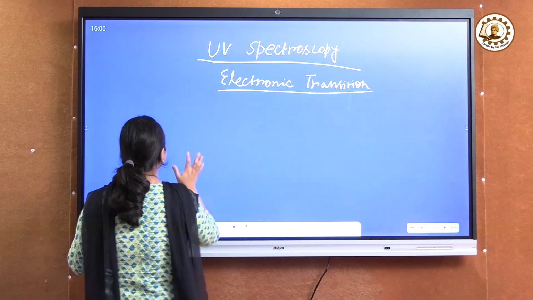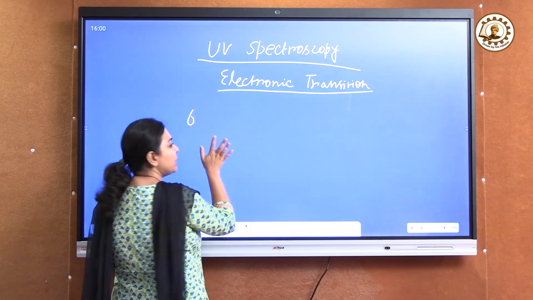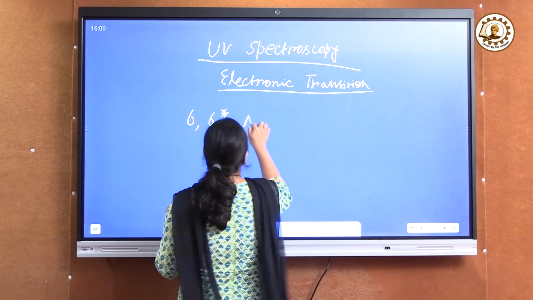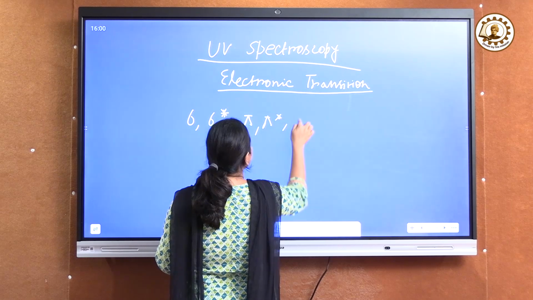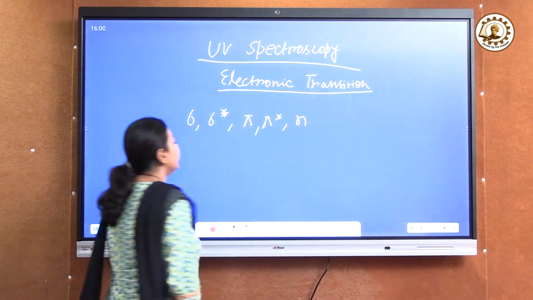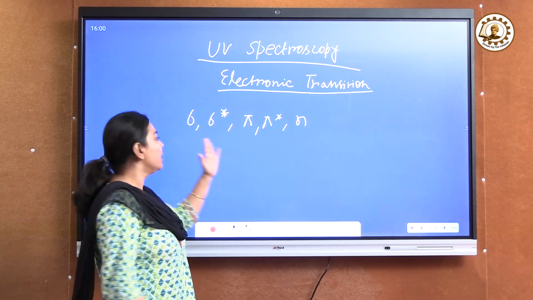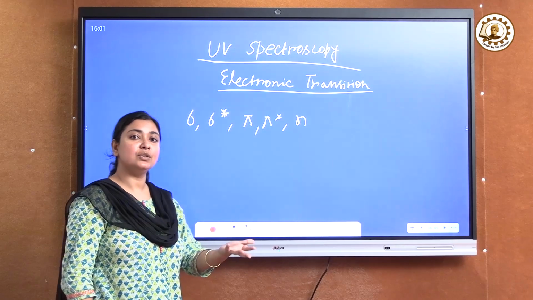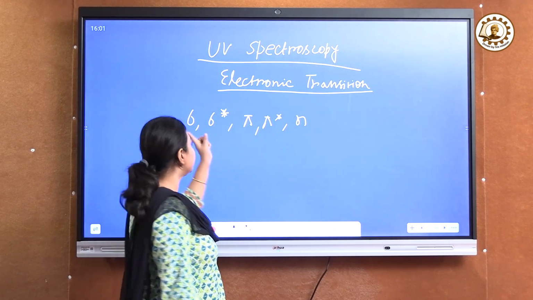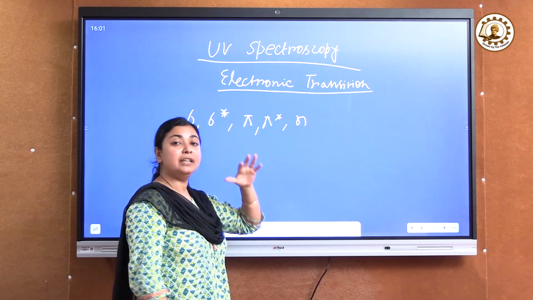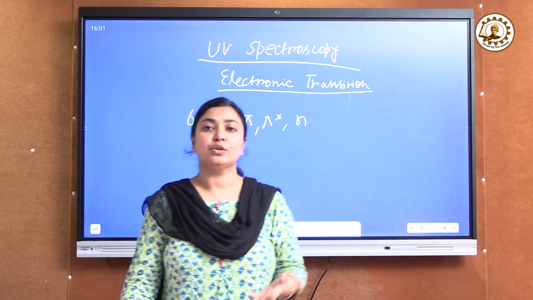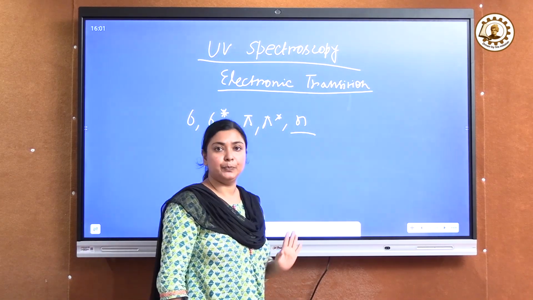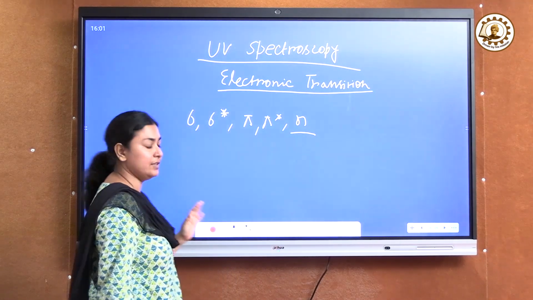In any organic molecule, there are basically 5 types of electronic energy levels: sigma, sigma star, pi, pi star, and n. If there are only sigma electrons, the available electronic levels will be sigma and sigma star. If there are pi electrons, the available levels will be sigma, sigma star, pi and pi star. And if there are non-bonding electrons, that means lone pairs of electrons, there will be another electronic level, that is n. So these are the available electronic levels.